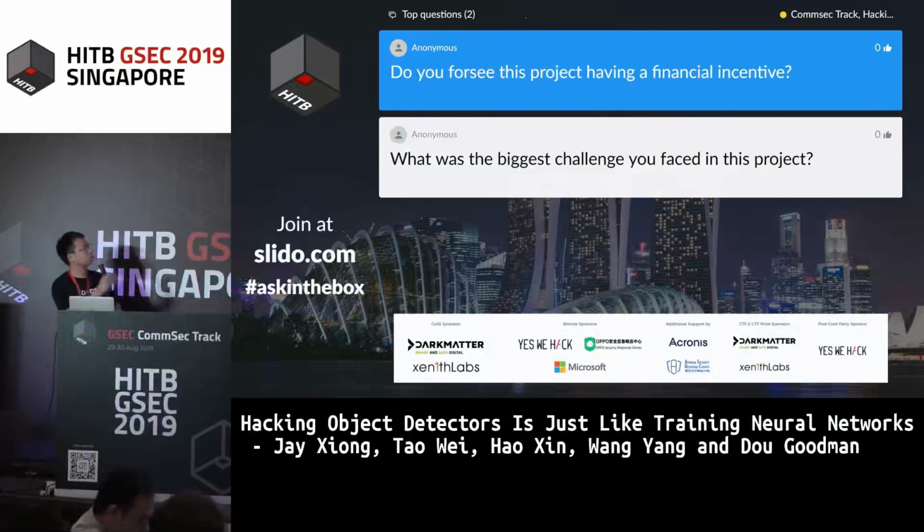Similar to the question before on government interest. And then the next one, maybe you can take both of them. What was the biggest challenge you faced in this project?